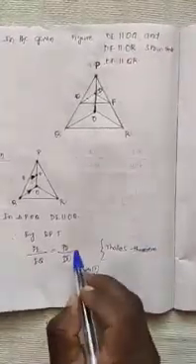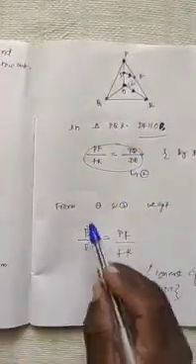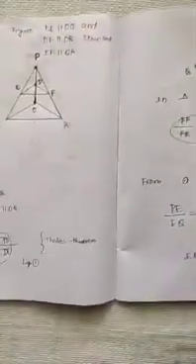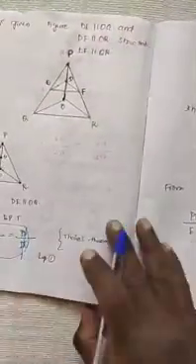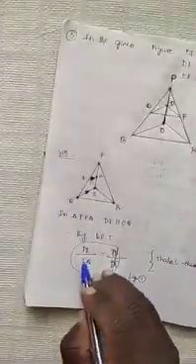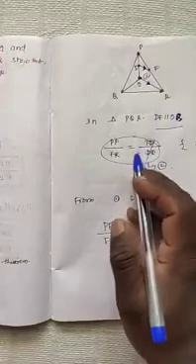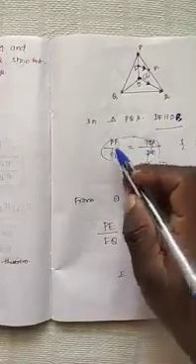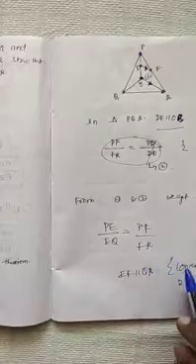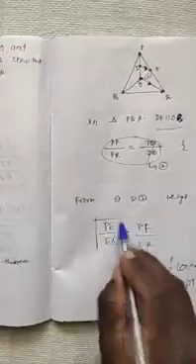So by comparing equation 1 and equation 2, we see that PD by DO and PD by DO get cancelled, right? Then remaining on the left-hand side, we have PE by EQ, and in the second equation we have PF by FR, right? So on comparing equation number 1 and 2, we get PE by EQ equals PF by FR.